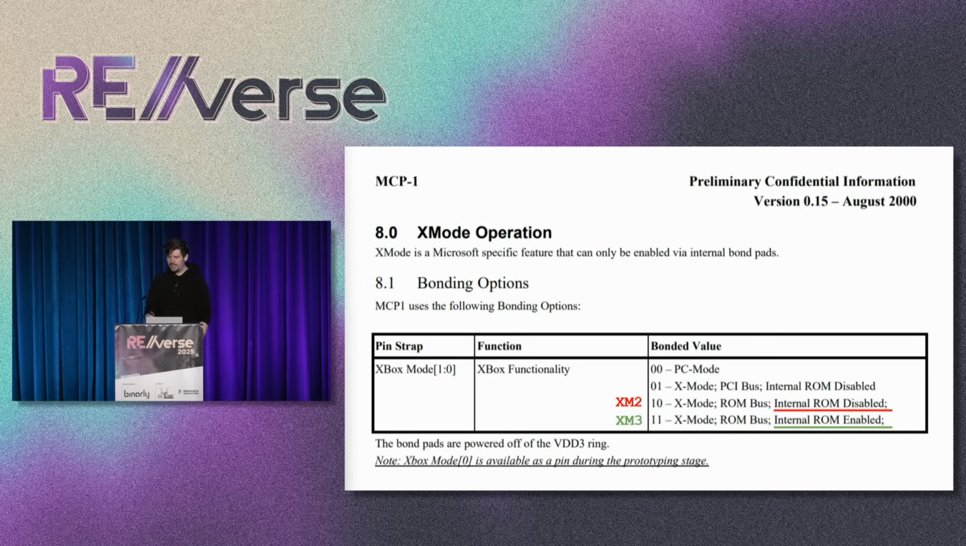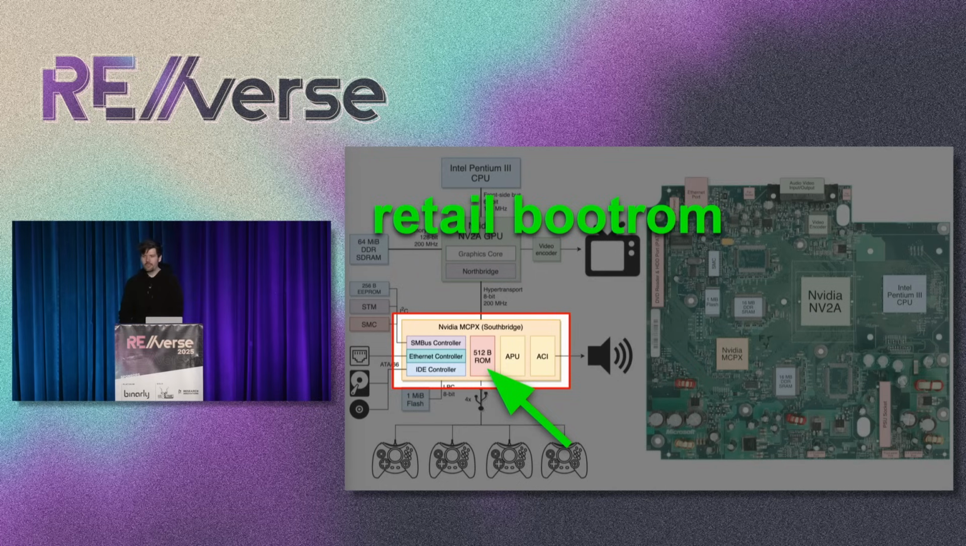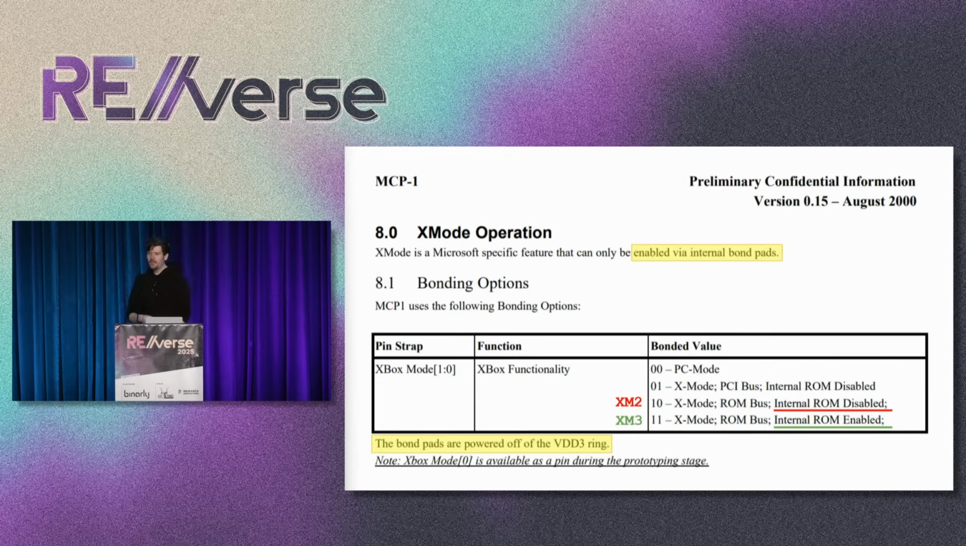But I saw that, oh, wait, okay, I think this is the difference between the XM2 chips and the XM3 chips. One has the retail boot ROM enabled with the security and goes out to all the consumers, but the development consoles could technically boot anything. But there's this other language that caught my eye, specifically about these internal bond pads, and bond pads being powered off the VDD3 ring, and that this could potentially be toggled. And I was like, what exactly does that mean?